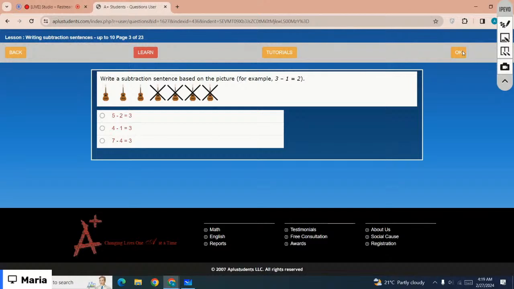You need to count the total. 1 2 3 4. The total pianos are 7. You need to count the ones that are crossed. So that is 1 2 3 4. That is 7 take away 4 equals 3. The last option is the correct option, right?